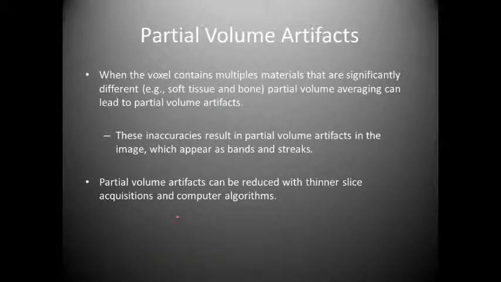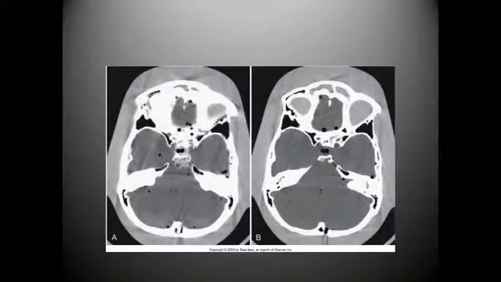When the voxel contains multiple materials that are significantly different, such as soft tissue and bone, partial volume averaging can lead to partial volume artifacts. These inaccuracies result in partial volume artifacts in the image which appear as bands and streaks. Partial volume artifacts can be reduced with thinner slice acquisitions and computer algorithms. So basically, if you have plus 1000 and then you have 0, the average is going to be plus 500. And so that would significantly be inaccurate for this area.